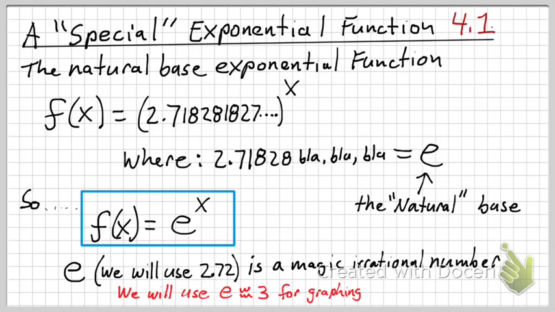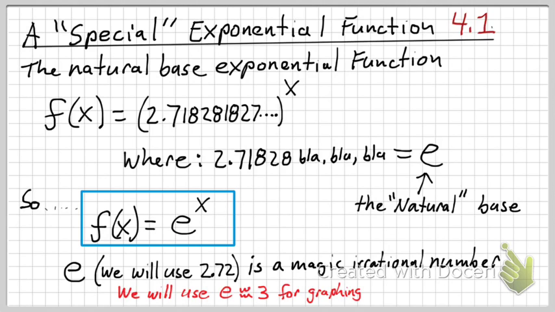What does the graph look like? For our purposes, we're going to use 2.72 in our calculations, but if we want to graph this without using a calculator, we're going to approximate it with 3. For the domain that we're going to do, it's actually going to be really close.